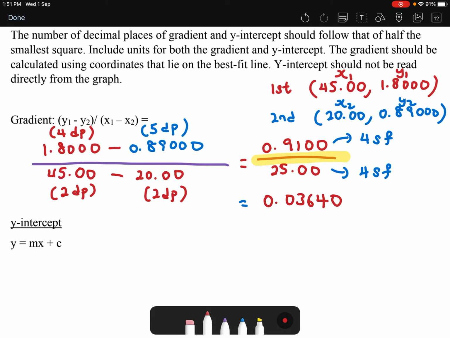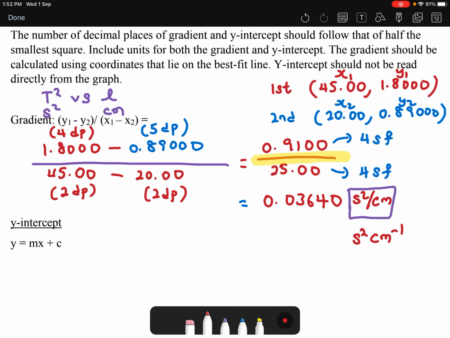And not to forget one more very important thing about calculating your gradient. Please put your units down. I'm plotting t square against L, so your t square is second square, and your L is centimeter. So the gradient units must be second square per centimeter. Either you can put in this form, or to be more sophisticated, you can put second square cm inverse 1. Either way is acceptable. So this is how you calculate your gradient.